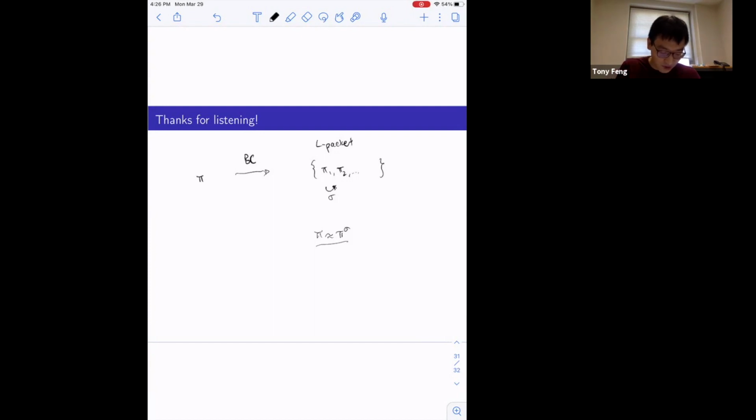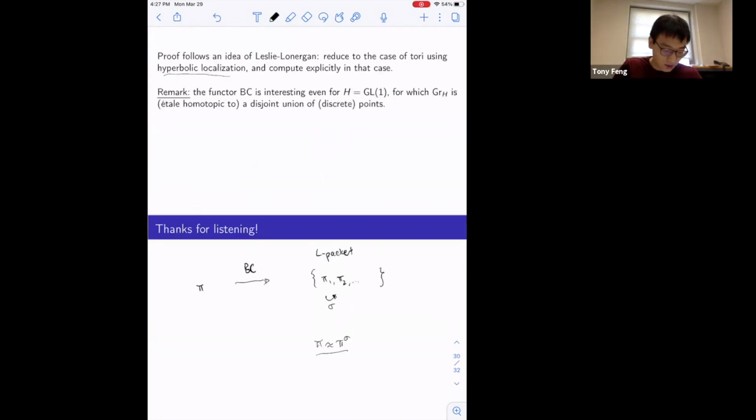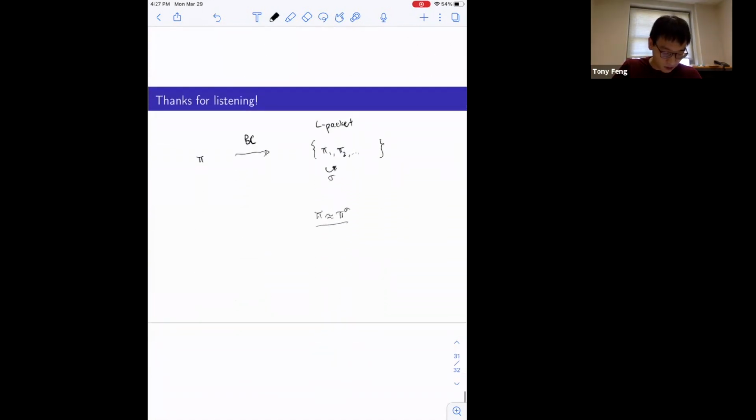Of course, if you just take the direct sum of these and take their Tate homology, maybe that's a first guess. You take some sort of direct sum of these different things that has a sigma action, and you take their Tate homology, and maybe that reproduces pi. That would work for characters, for example.